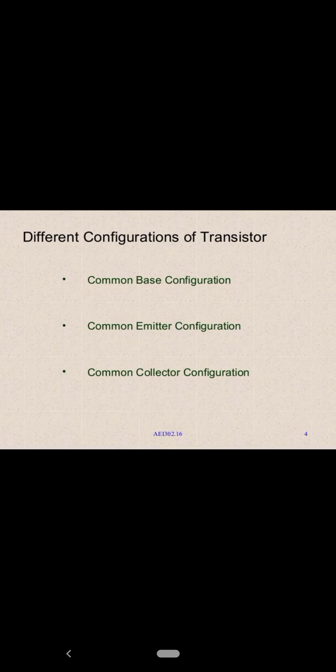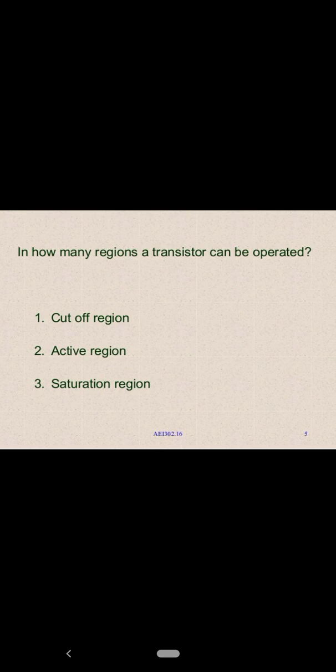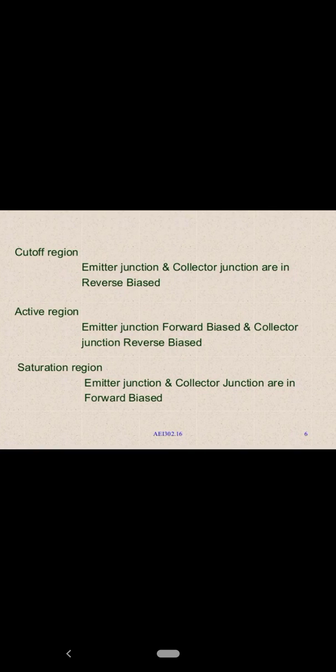As we already studied, there are three different configurations in which a transistor works: common base configuration, common emitter configuration, and common collector configuration. And there are three different regions in which a transistor can be operated: cutoff region, active region, and saturation region. So let's see what these three regions are. Cutoff region is when the emitter junction and collector junction are reverse biased. Active region is when the emitter junction is forward biased and the collector junction is reverse biased. Saturation region is when the emitter junction and collector junction are both forward biased.